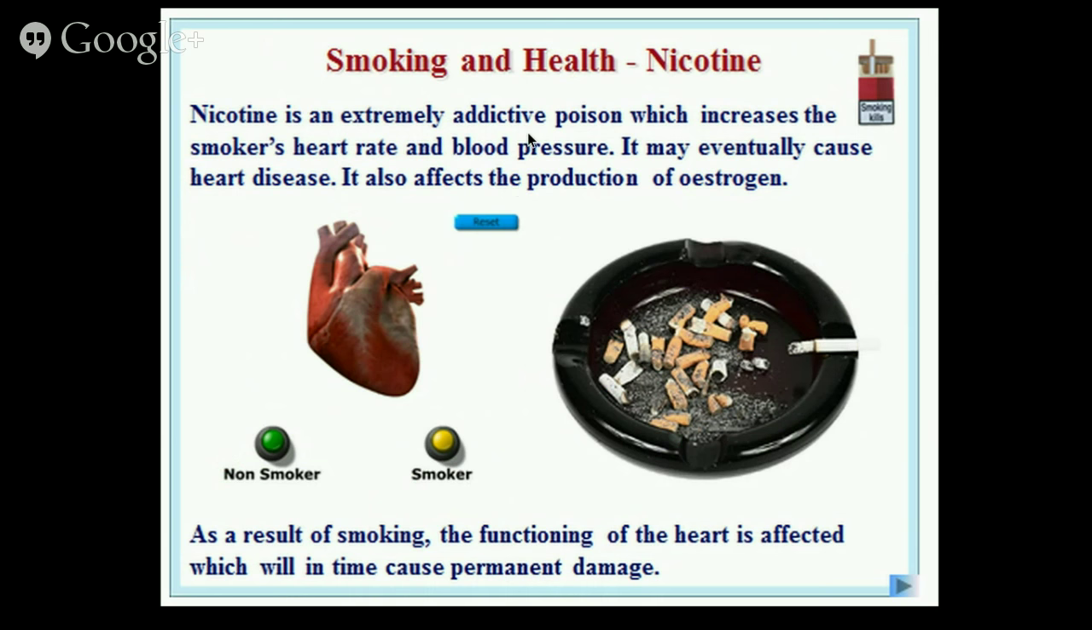Okay, so onto smoking then. If you're asked about the chemicals in cigarettes, the reason this links in with blood pressure is because nicotine increases blood pressure. Nicotine is part of a cigarette. Nicotine is the part that is addictive and tells you that you must smoke, you must have another cigarette. It can also affect the production of estrogen, which can be a factor for some women. As a result of smoking, the function in the heart is affected. Time will cause permanent damage.